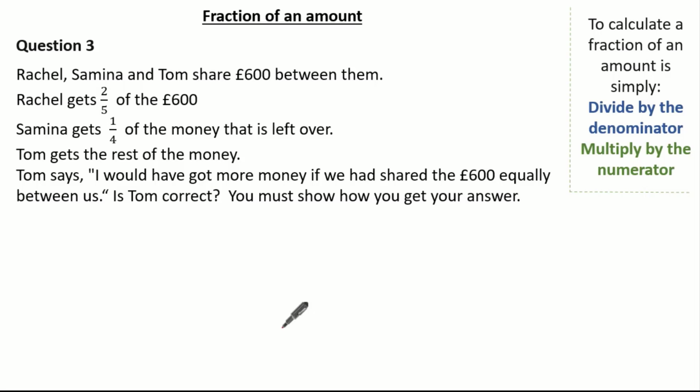Now let's have a look at a slightly harder question. It says, Rachel, Samina and Tom share £600 between them. Rachel gets 2/5 of £600, Samina gets 1/4 of the money that's left over. Tom gets the rest of the money. Now Tom says, I would have got more money if we would have shared £600 equally between us. Is Tom right? And we have to explain why. See if you can give it a go and press pause if you need.